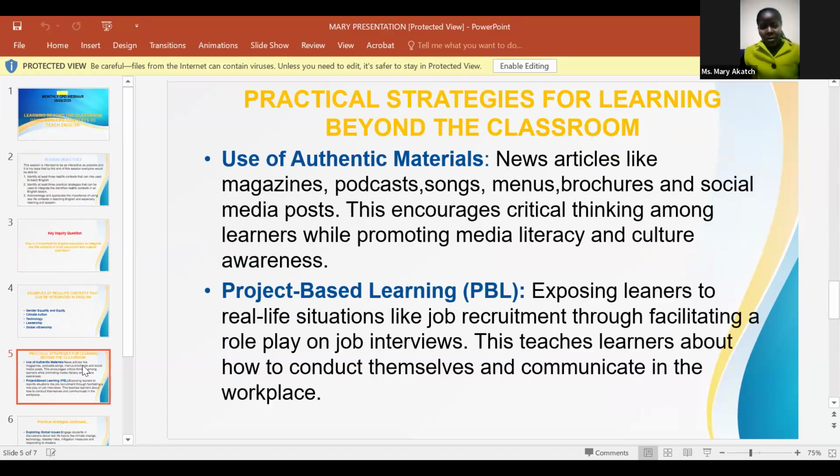Okay, now the key inquiry question was, why is it important for us as English educators to integrate real life context in teaching English? And I think we as a team have really explored the benefits and the reasons as to why we should integrate real life context in teaching English and also learning English.